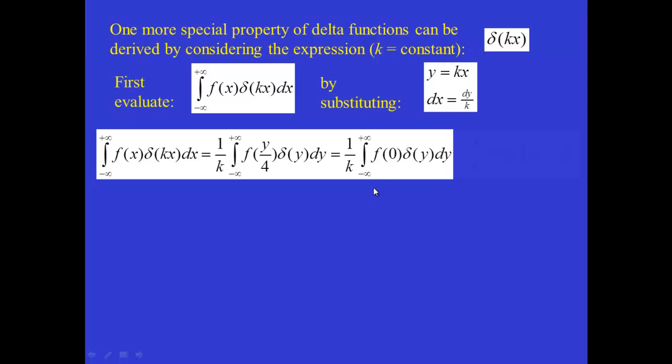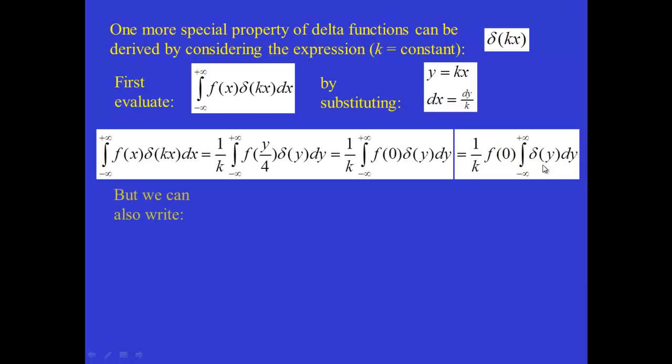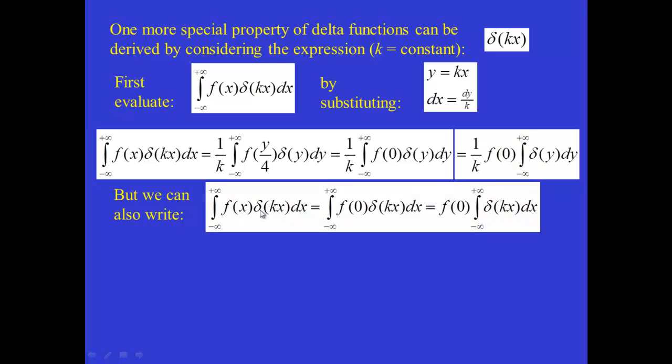And the f of 0 can come outside the integral along with the 1 over k, leaving behind the familiar integral delta of y dy. I know that's equal to 1, but I'm just going to leave it like this for a moment, because the way that we will evaluate this expression delta of kx is by comparing this result to another result that we could obtain directly from the original integral.